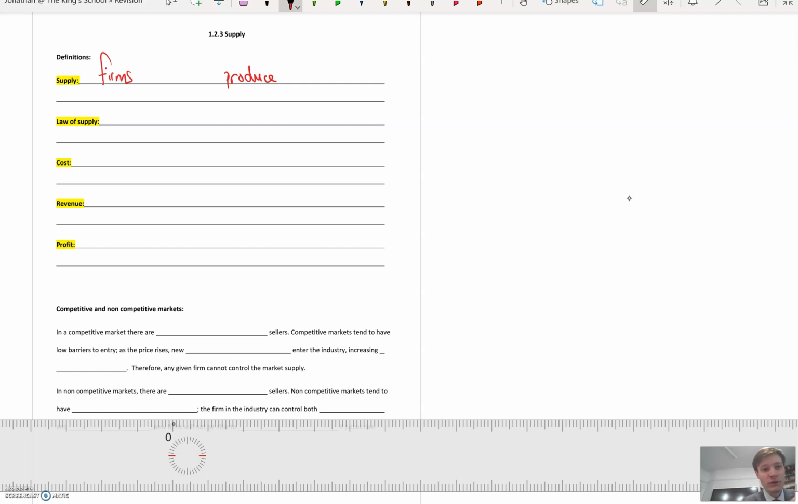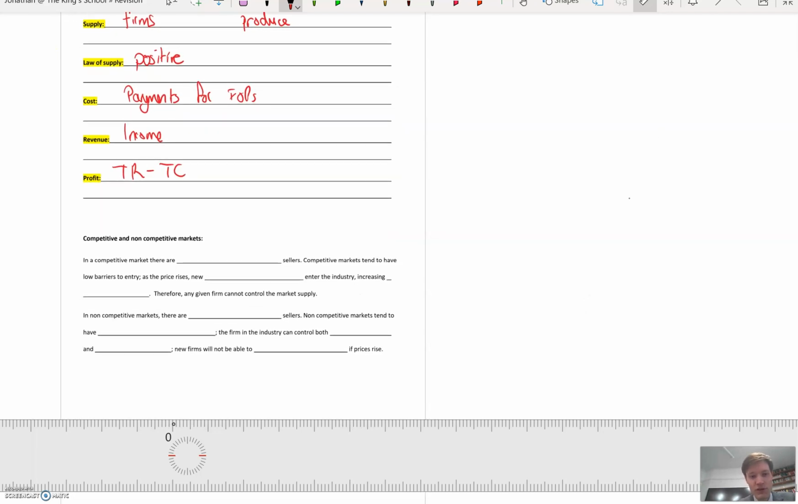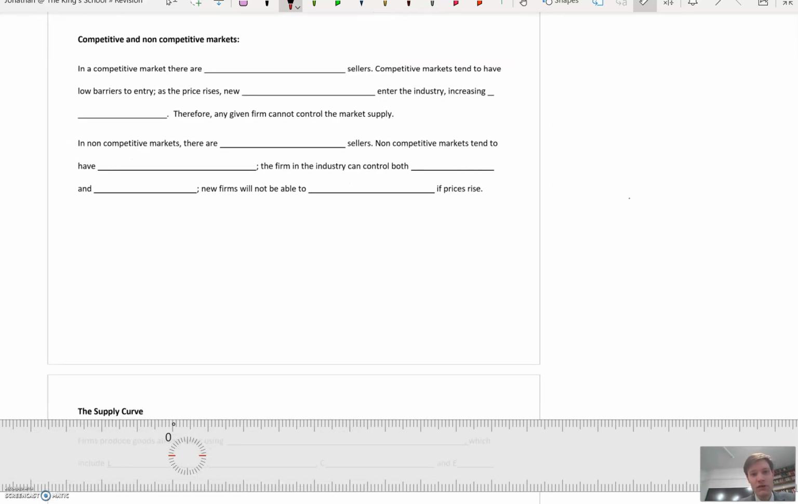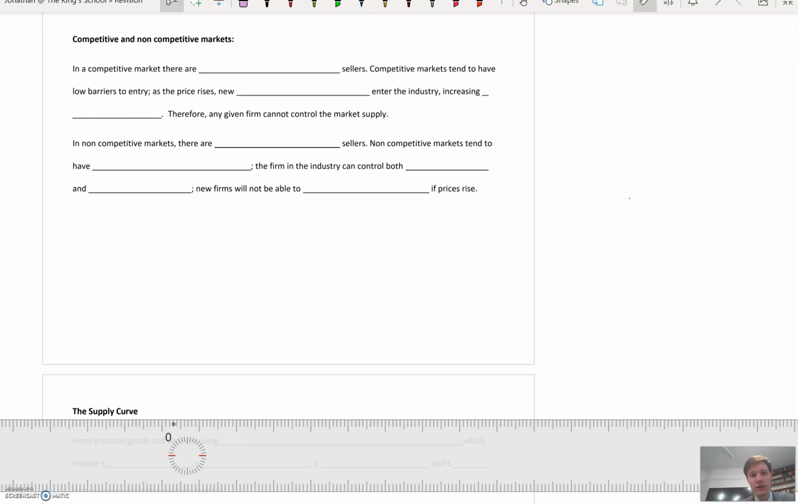Law of supply, well, that's now going to be a positive causal relationship. We said there was a negative one before. This is now positive. Costs are any payments for factors of production. You should know that already. Revenue, of course, is your income that you earn from selling the good, and your profit is simply your total revenue minus your total cost. That will be useful for us in a minute. Right, okay, pause the video, see if you can do these next two.